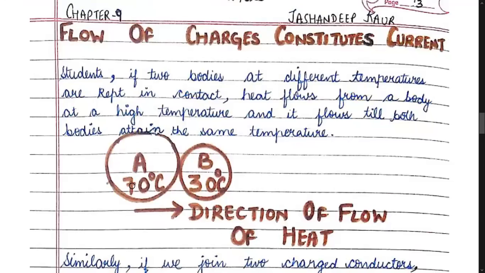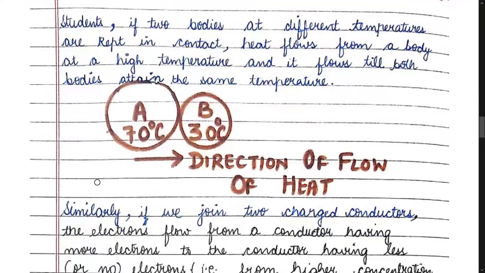Now, children, we will do one more topic, that is flow of charges, which constitutes current. Now, children, as done in class 7, if two bodies at different temperatures are kept in contact, heat flows from a body at high temperature and it flows till both the bodies attain the same temperature.